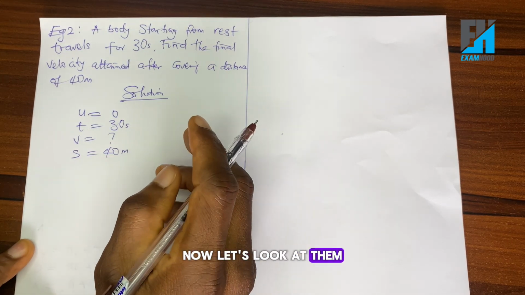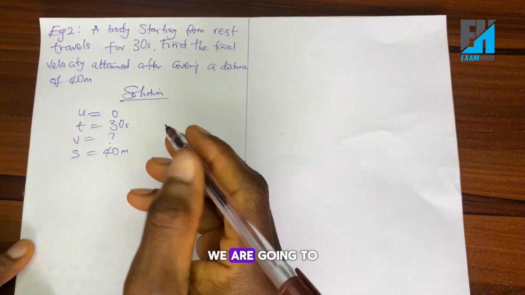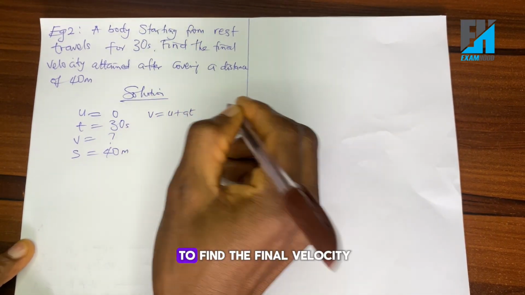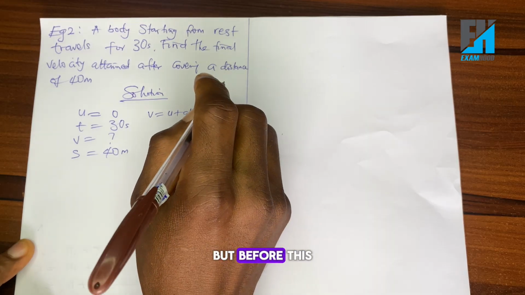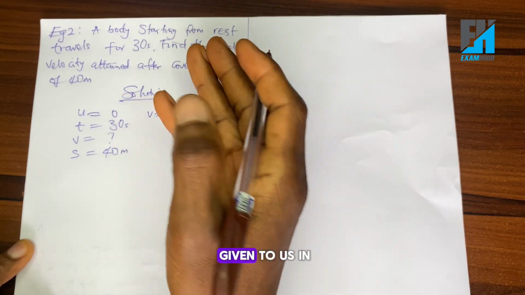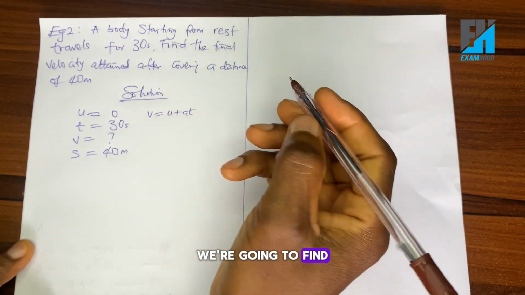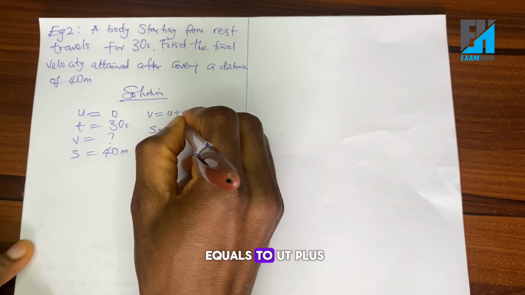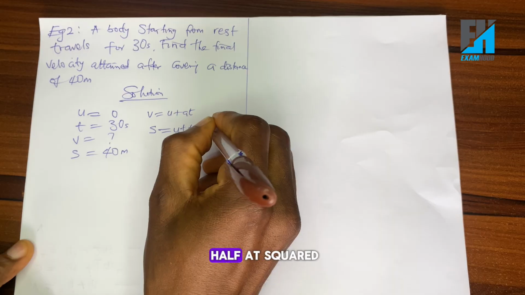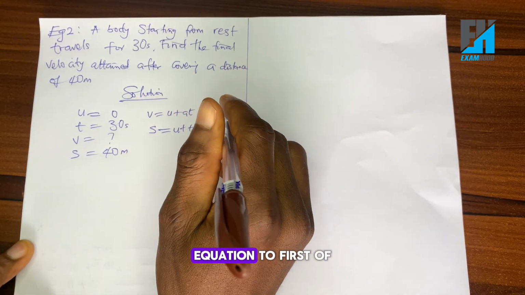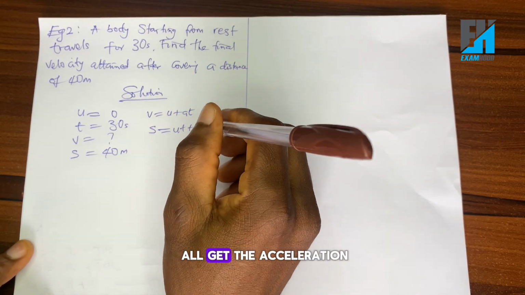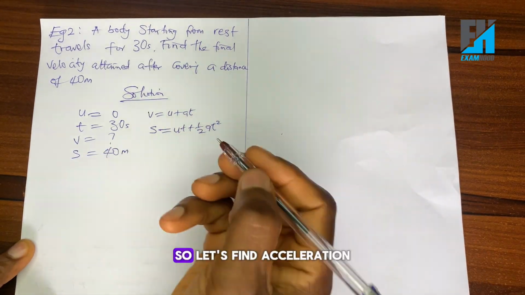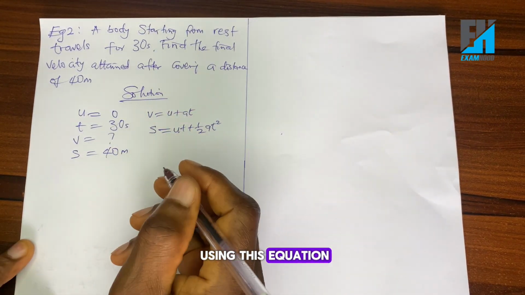Now let's look at how we can find the final velocity. We are going to use the equation v is equals to u plus at. But before then, since acceleration is not given to us, we're going to find the acceleration using the second equation of motion, which is s is equals to ut plus half at squared. We're using this equation to first get the acceleration, then we can find the final velocity.